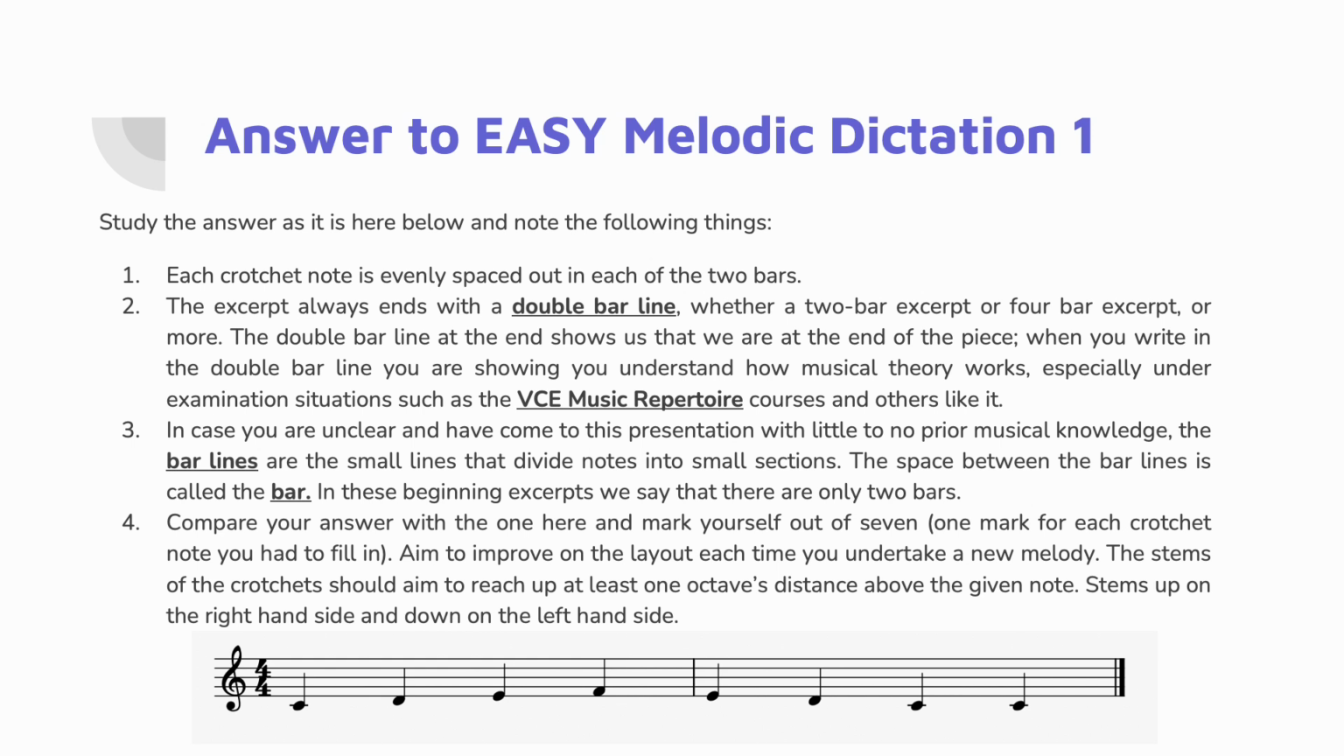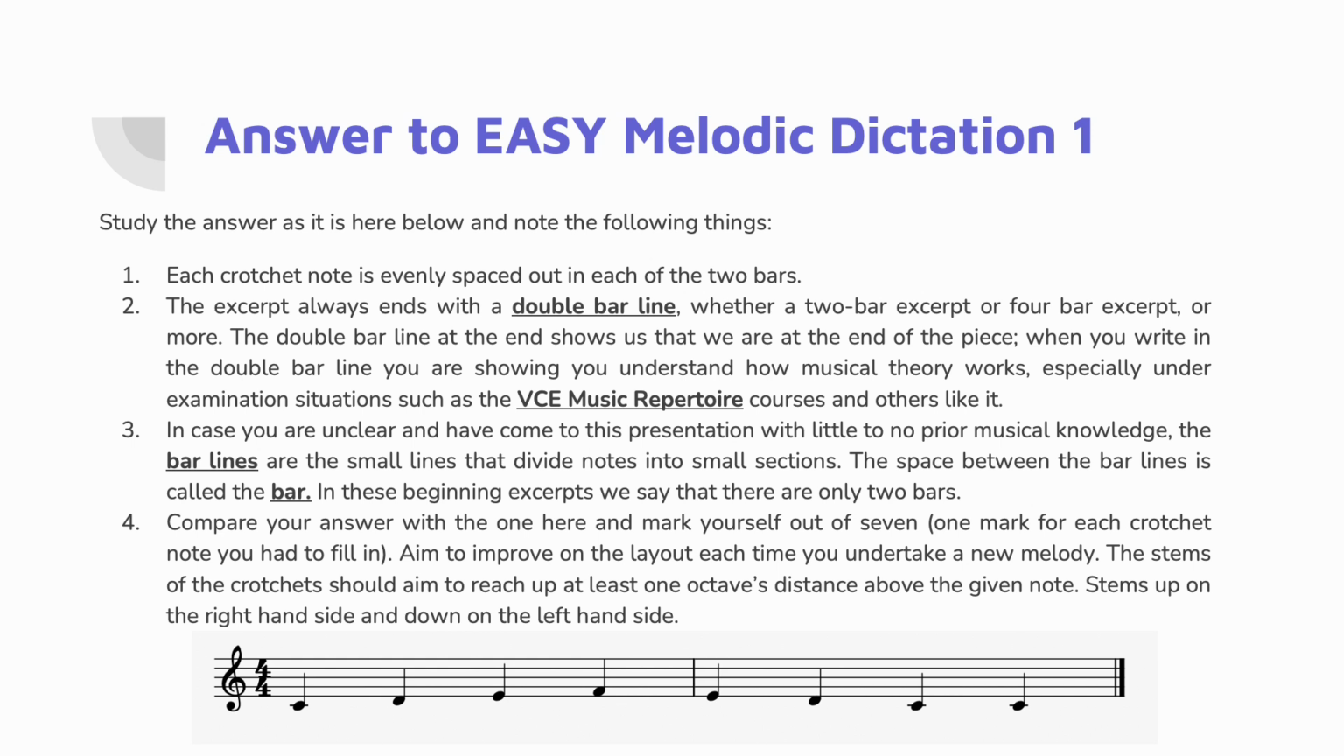Study the answer to the previous slide as it is here below and note the following things. Number 1, each crotchet note is evenly spaced out in each of the 2 bars. Number 2, the excerpt always ends with a double bar line, whether a 2-bar excerpt or 4-bar excerpt or more. The double bar line at the end shows us that we are at the end of the piece.